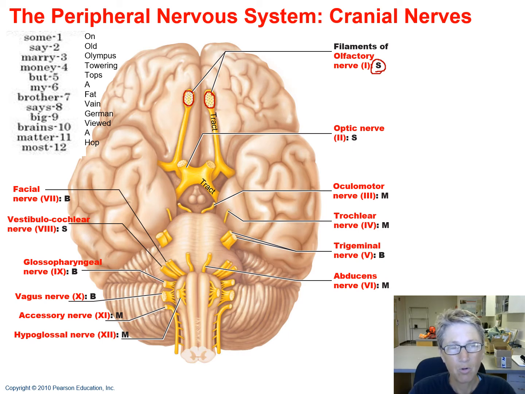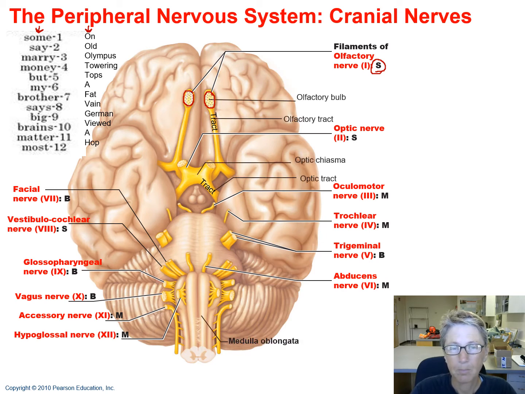And then here are our 2 mnemonics over here. This one on the left side is going to tell you if the nerve is purely sensory, purely motor, or has both sensory and motor axons in it. And then this mnemonic will help you remember the name of the cranial nerve. And then there are some accessory structures on here that aren't the nerves, but they're still important to know about.